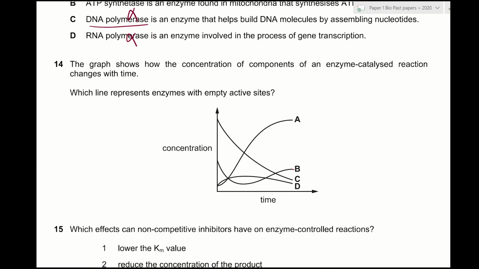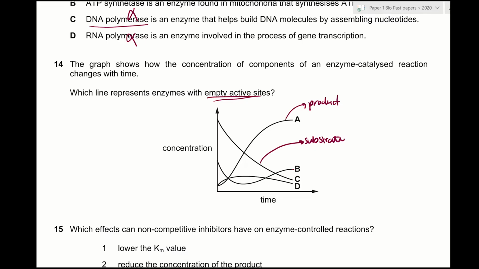Question number 14. The graph shows how the concentration of components of an enzyme catalyzed reaction changes with time. Which line represents enzyme with empty active sites? Now, please focus with me on this question. First of all, here we could see that line C, its concentration is decreasing. As we all know, as the reaction proceeds, the enzyme converts substrate into products. Therefore, C is going to be the substrate because it is decreasing by time. And here in A, we can see that something is increasing. Obviously, this is going to be the product.